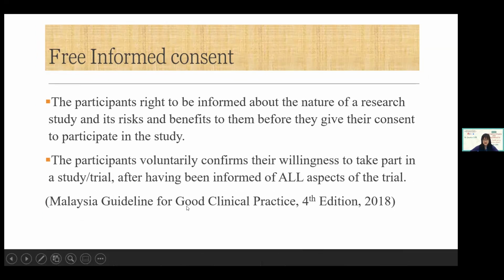In the Malaysian Guideline for Good Clinical Practice, the 4th edition, 2018, it is said that the participants have to voluntarily confirm their willingness to take part in a study or a trial after having been informed of all aspects of the trial. Pay special attention, all aspects. What are the aspects? They cannot be tricked, they cannot be lied to. Yeah, they have to be informed of both the risks and the benefits. It has to be transparent.